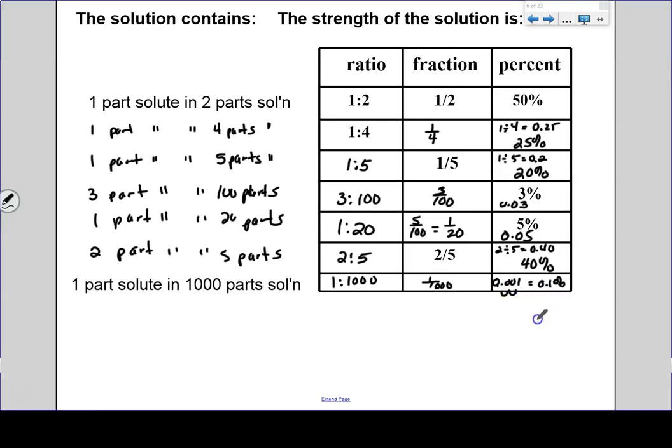Now, in medicine, typically your percentages are rather low, so get used to seeing numbers like 0.1%, 1%, 3%, 4%, because most substances in medicine are very dilute. Okay, we'll pick up with part number 2.